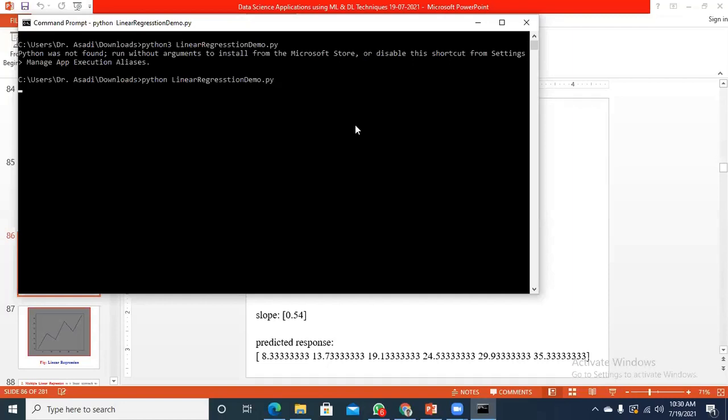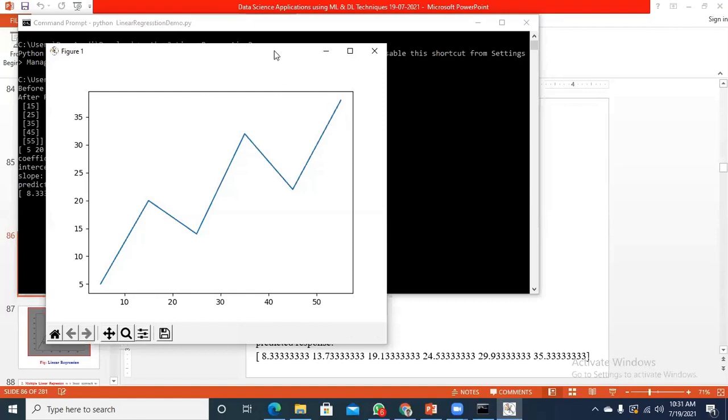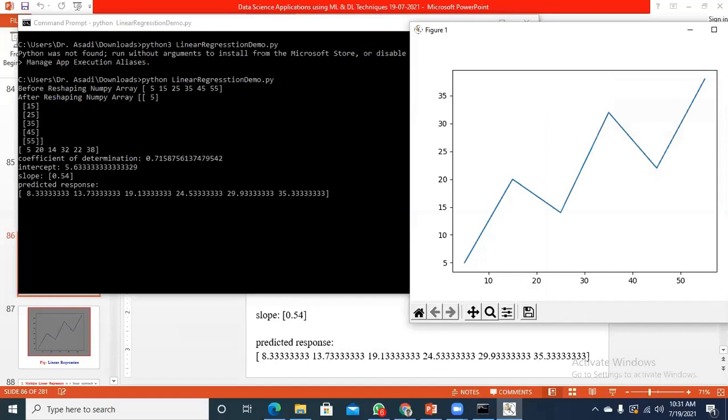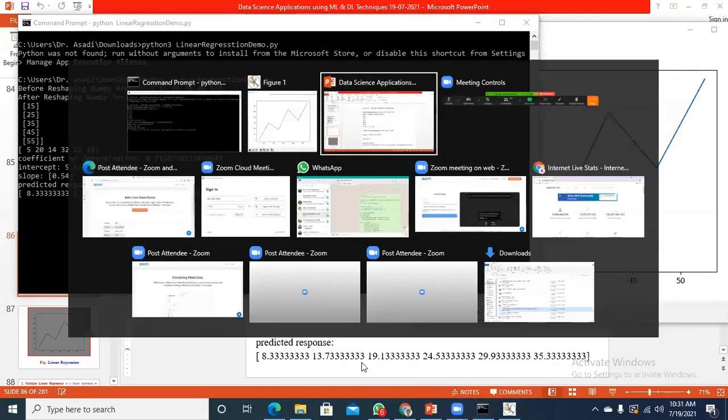It is processing now. See, now it is generated. I have taken the X array. This is the graph. It is generated now. Now see, all of you, this is the X value I have taken. NumPy array I have taken 5, 10, 25. If you see the, wait, I'm showing.